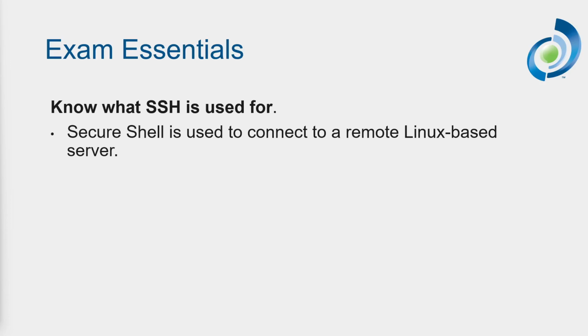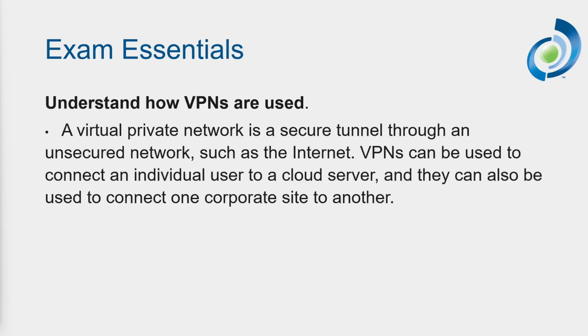Know what SSH is used for. Secure Shell is used to connect to a remote Linux-based server. Understand how VPNs are used. A virtual private network is a secure tunnel through an unsecured network, such as the internet. So VPNs can be used to connect as an individual user to a cloud server, and they can also be used to connect to a corporate site or one corporate site to another.